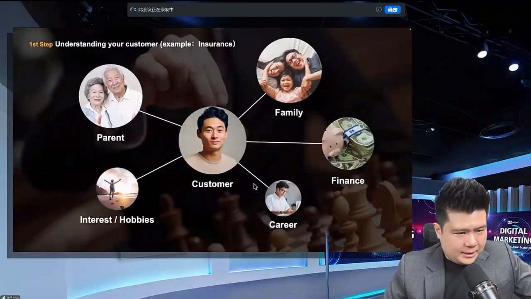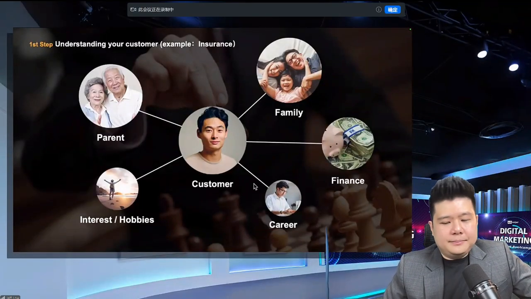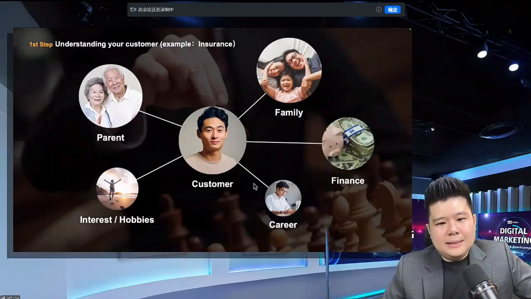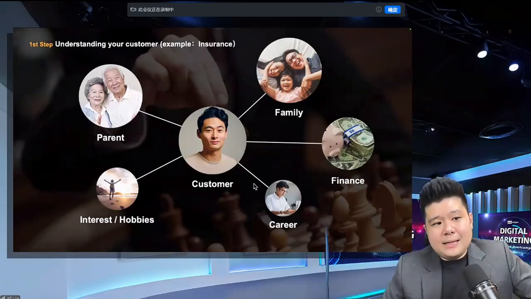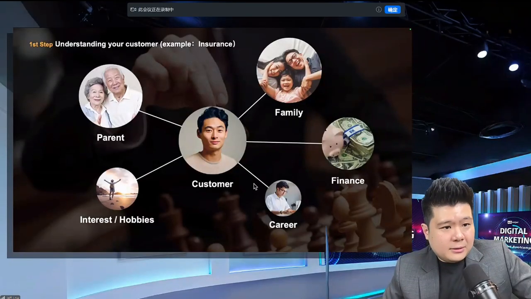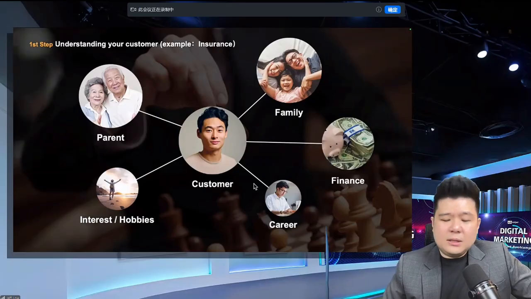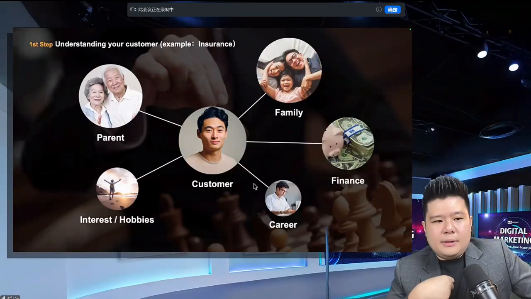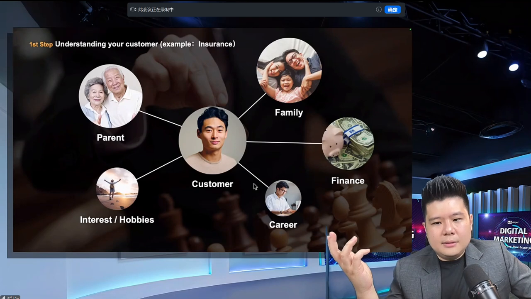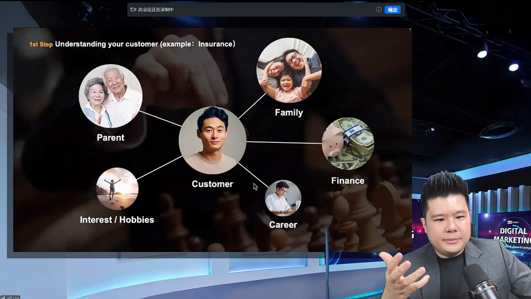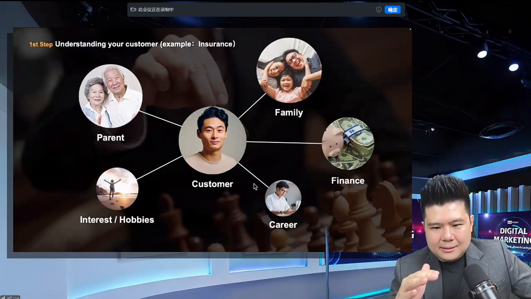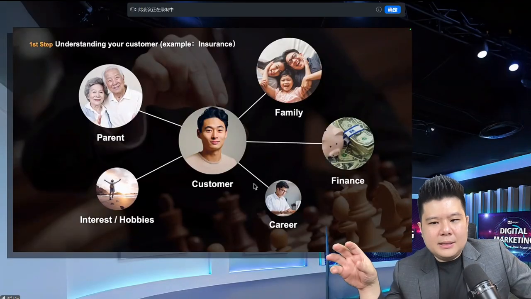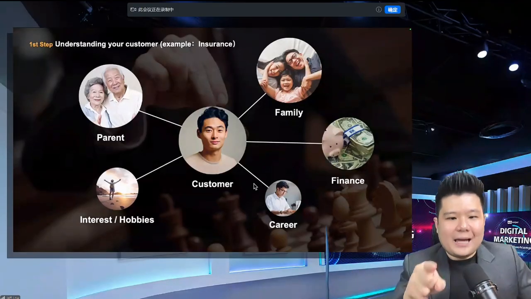So you need to understand one thing. Your client is not surrounded by products. They are surrounded by life. They are surrounded by their parents, their families, finance, career, interests, hobbies, the things that they care about. It's never about your products that they care. It's the purpose that your product helps them to achieve that they care about.